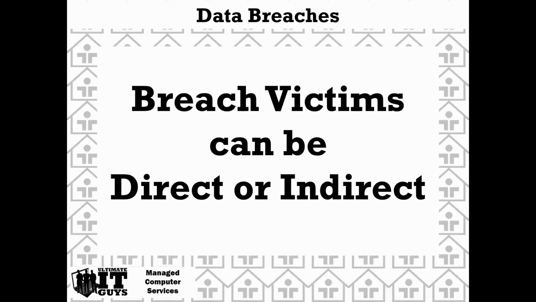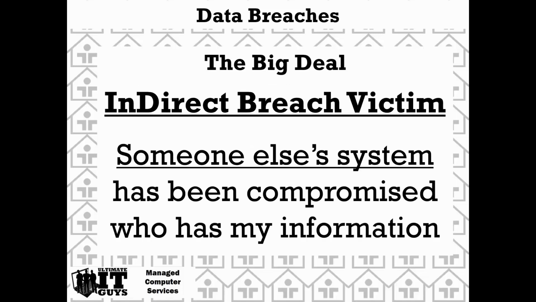So let's look at data breaches, because data breaches are the thing that leads to these ransomware attacks happening. Basically, data breaches can be either direct or indirect. Direct would mean they got the information directly from you. Indirect means they got your information from somewhere else. We're going to specifically be talking about indirect data breaches. That means someone else's system that had your information got hacked. These are often called a third-party compromise or attack.